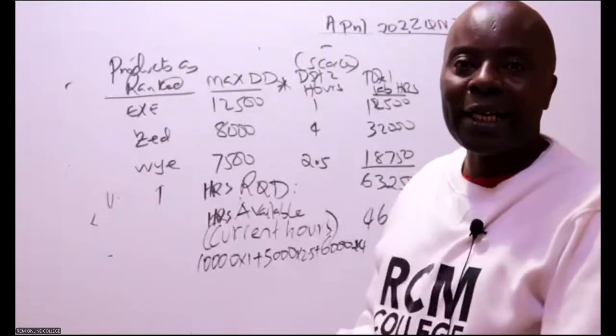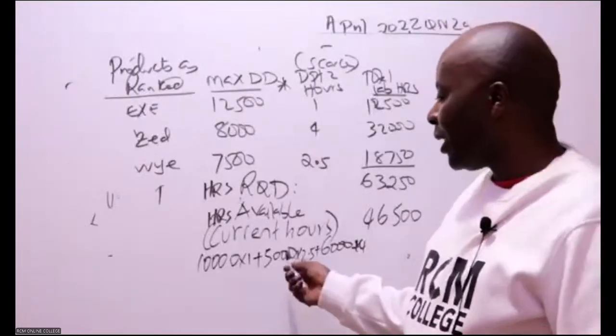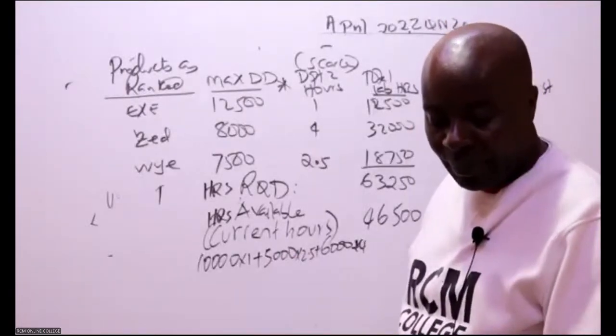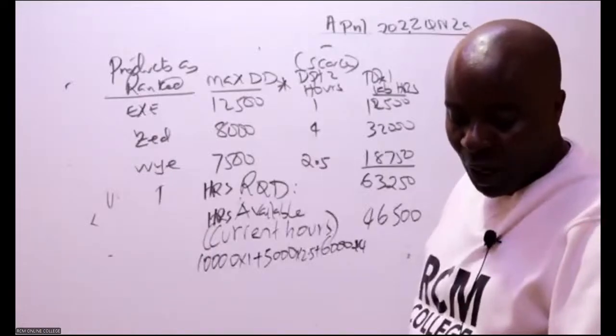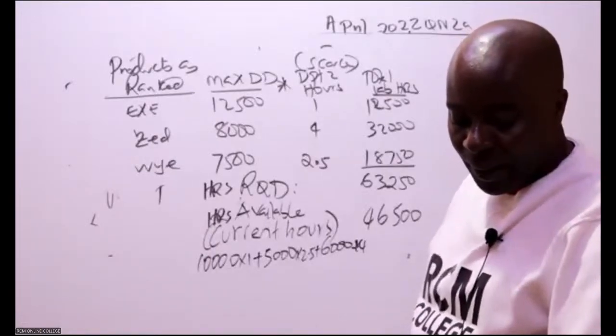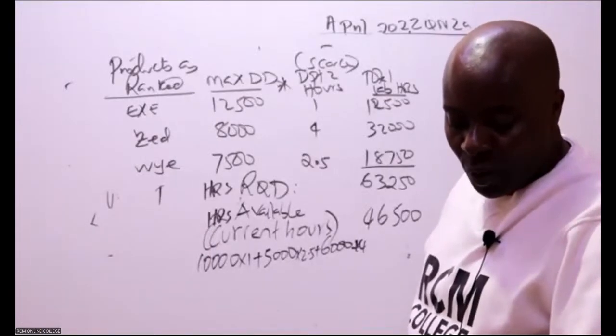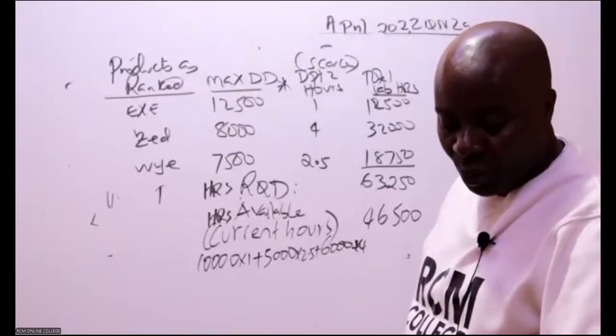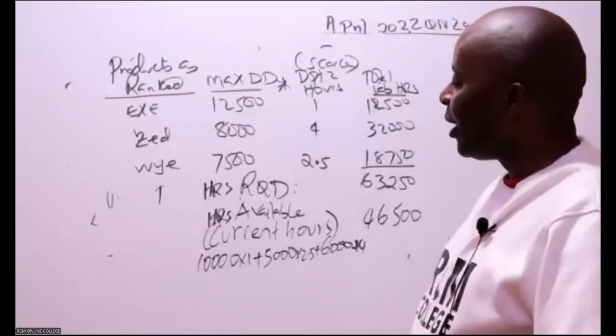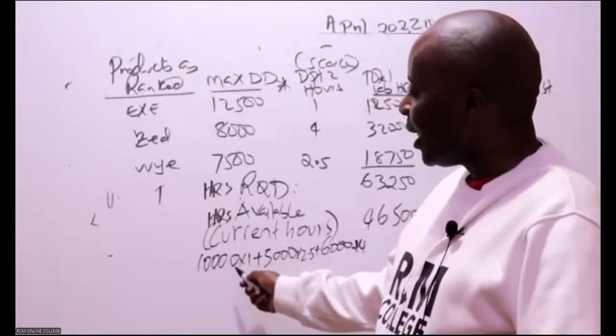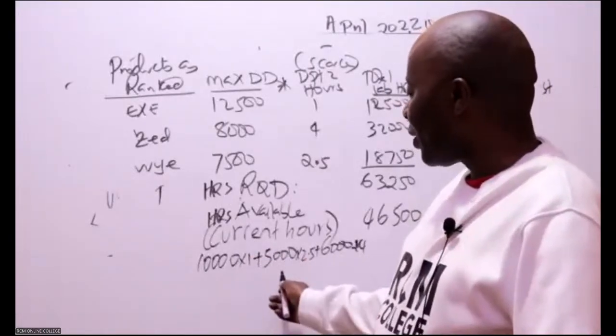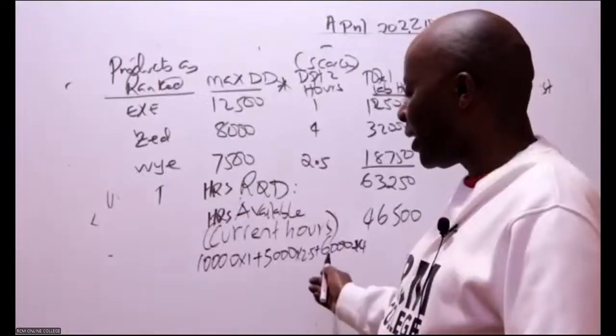Using the current production, I can see from that table Department 2 hours for each unit. If you track that down, it's 1, 2.5, and 4. That's per unit, so you multiply this with the number of units: 10,000 times 1 plus 5,000 times 2.5 plus 6,000 times 4.